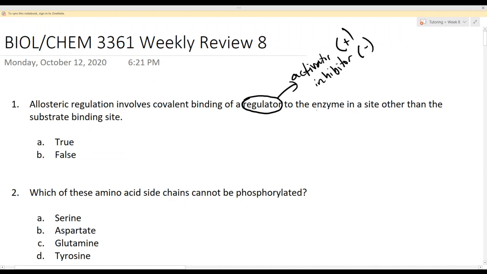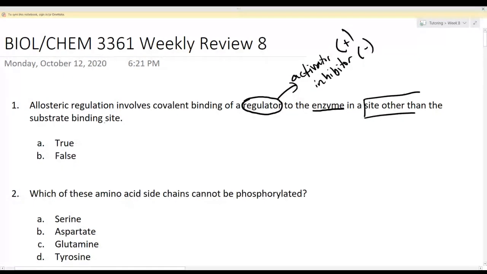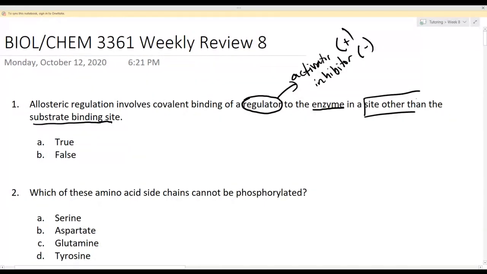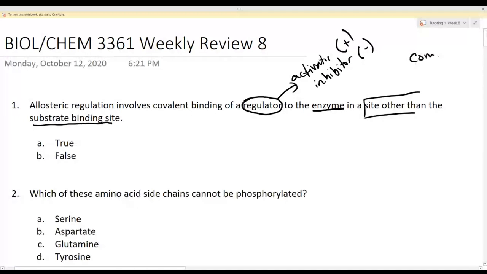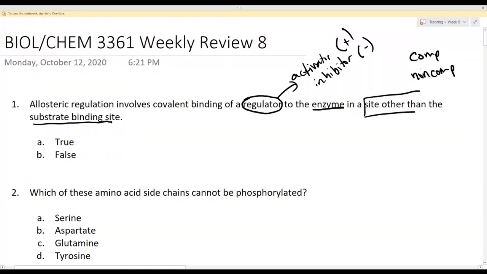Right? The next is it's to the enzyme, not the substrate. That's a really big point. And finally, this last part, a site other than the substrate binding site. So this is really important because when we talk about inhibition, in the last unit, we talked about competitive inhibitors, non-competitive inhibitors, uncompetitive inhibitors, all that stuff. So both competitive and non-competitive inhibitors are able to bind to the substrate binding site of an enzyme.